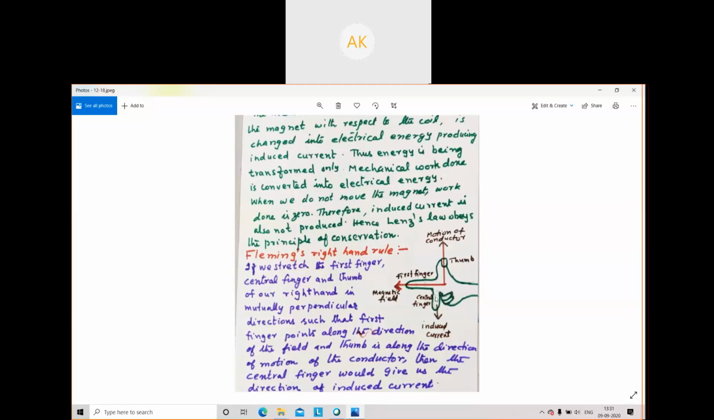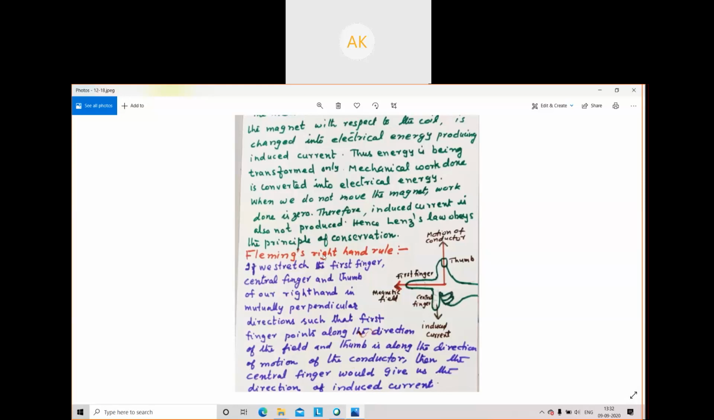Then the direction of the induced current is given by the central finger. That is the statement. If we stretch the first finger, central finger and thumb of our right hand in mutually perpendicular directions such that the first finger points along the direction of the field and the thumb is along the direction of motion of the conductor, then the central finger would give the direction of induced current. So that is Fleming's right hand rule.